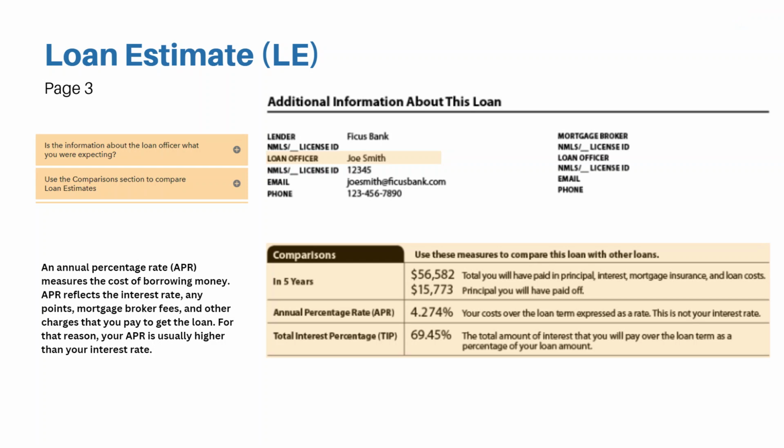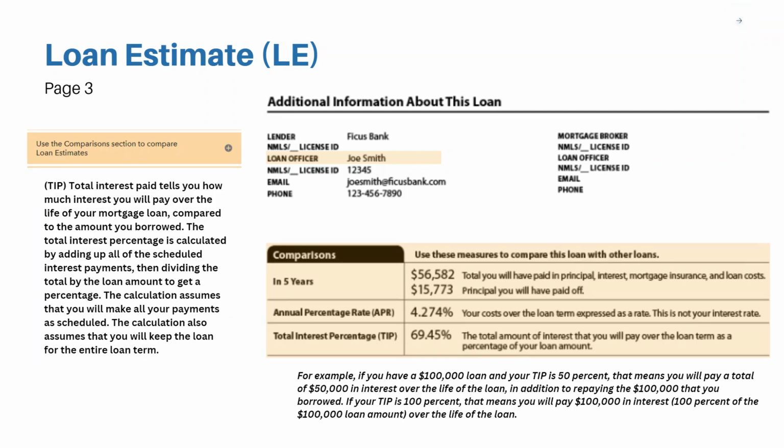The APR is the measure of how much this loan costs. It takes into account rate, points, fees, and other charges that you pay to get this loan. And 9 times out of 10, that APR is higher than your interest rate. But your loan is dictated and your payment is dictated based upon your mortgage rate, not your annual percentage rate.